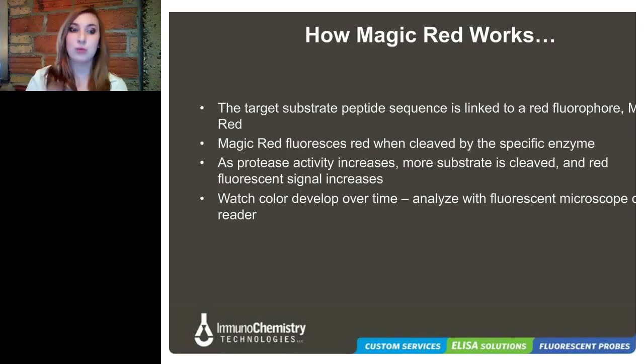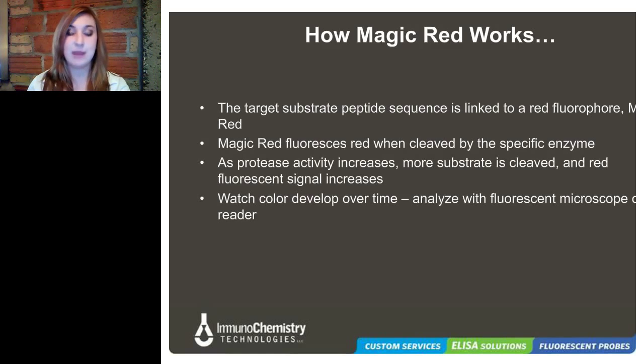Magic Red works when the target substrate peptide sequence is linked to a red fluorophore. Magic Red, which is also known as cresyl violet, fluoresces red once the substrate is cleaved by the specific enzyme. In this case, that specific enzyme would be either your caspases 3 and 7 or your cathepsins B, K, or L, whichever one you're interested in.